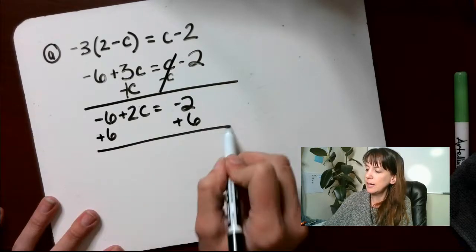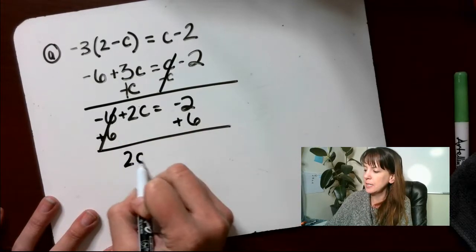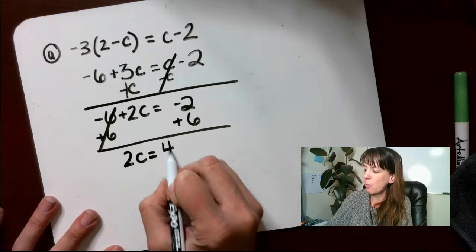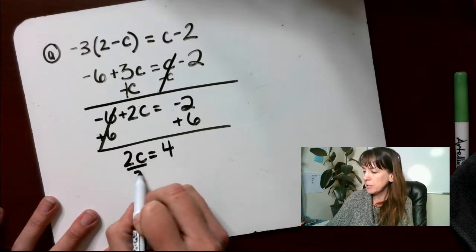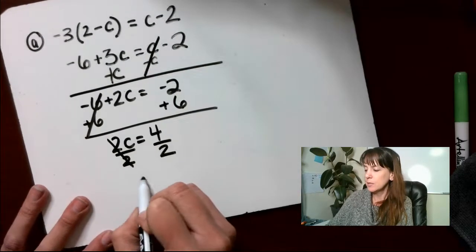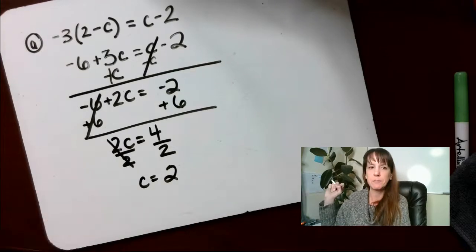Okay? Draw our line, cancel these guys out. We get 2C equals negative 2 and positive 6 gives me 4. Divide these both by 2 to get that C by itself. What we do to one side, we got to do to the other. So C equals 2.